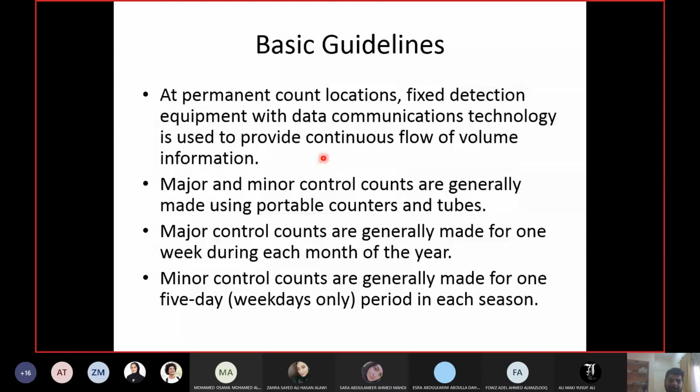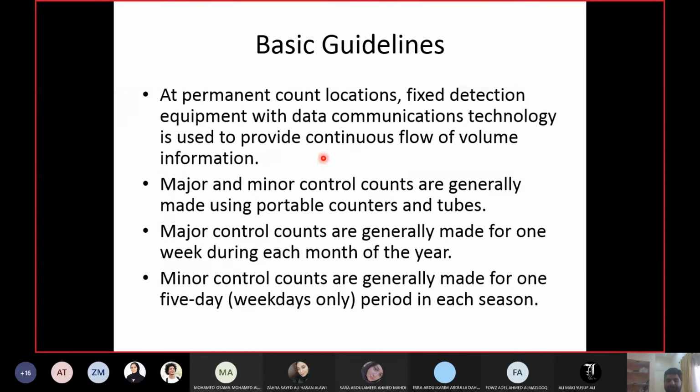So it's a permanent detector. You cannot take out the detector and come to your office with it just to download the data. So your permanent detectors have to come with the technology so that you can access the data while the detector is in place. Then we have major and minor control counts, which are taken using portable counters and tubes.